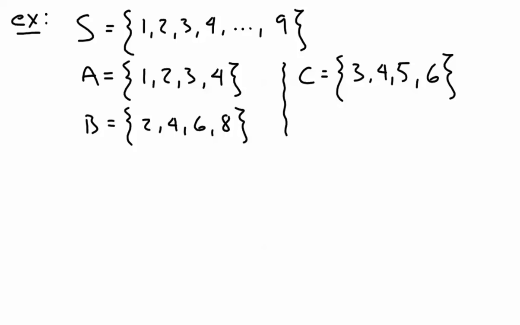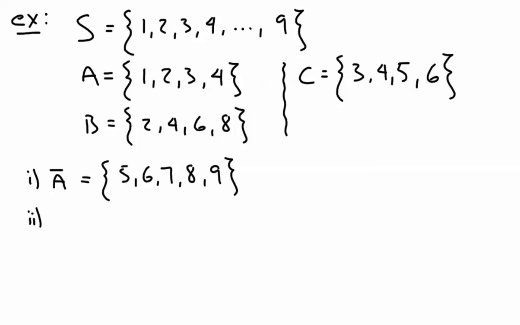So let's do some simple set operations. First of all, the complement of A is simply all those elements in S that are not in A. So that would be a collection of elements 5, 6, 7, 8, 9, very simply. Second one would be A intersect C. Those collection of outcomes that are simultaneously in A and C, that's simply 3 and 4.